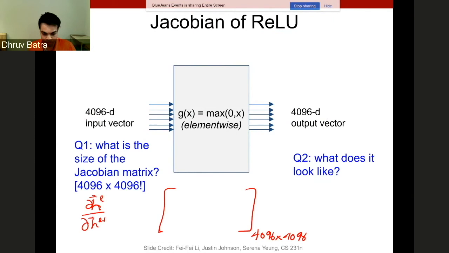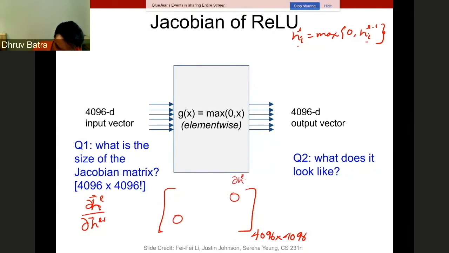Diagonal. Yep. We know that H_i^L is max of 0, H_i^(L-1). This H_i does not depend on any other j. So this matrix, the off diagonals have to be 0, because the partial of H_i^L with respect to the partial of H_j^(L-1) is 0 whenever i is not equal to j. Right, so that part's pretty clear that the off diagonals are 0.